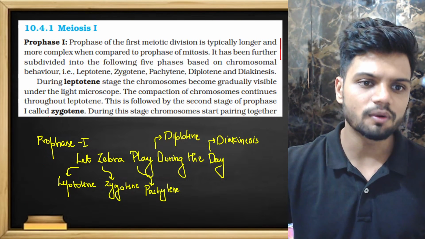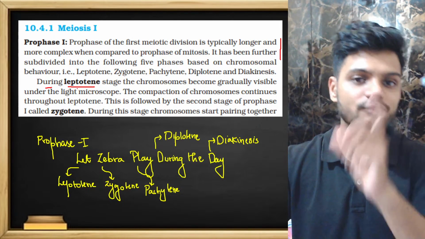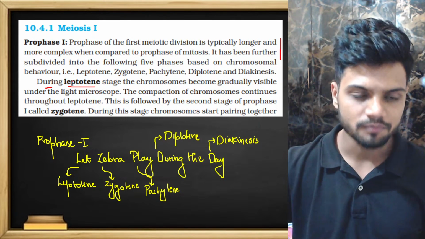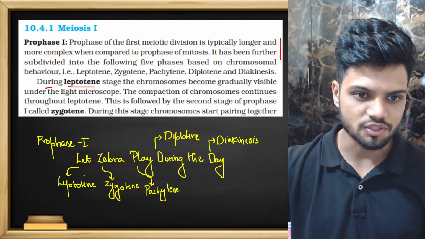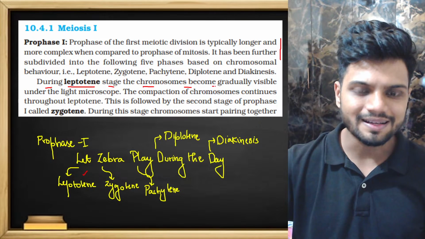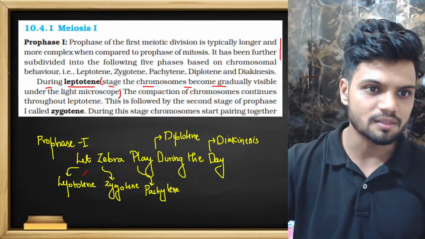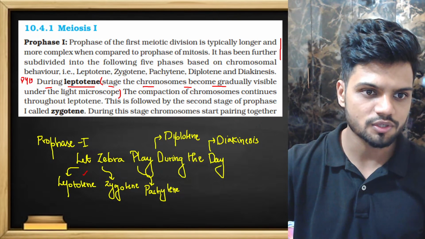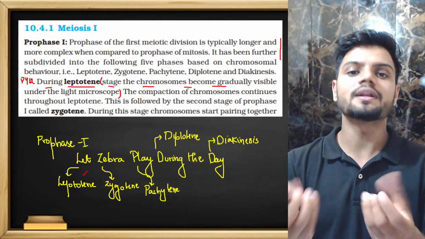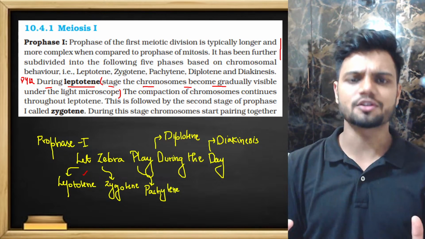Okay. Now let's read what is happening in leptotene. I'll tell you the exact line of NCERT where the question will come from. During leptotene, the first stage, the chromosomes become gradually visible under the light microscope. This line right here is a PYQ, a previous year question. They'll ask you an assertion: in leptotene, chromosomes become gradually visible in the light microscope.